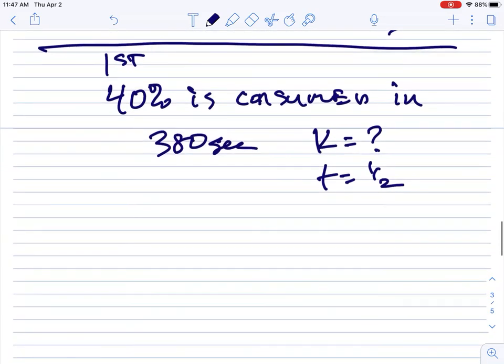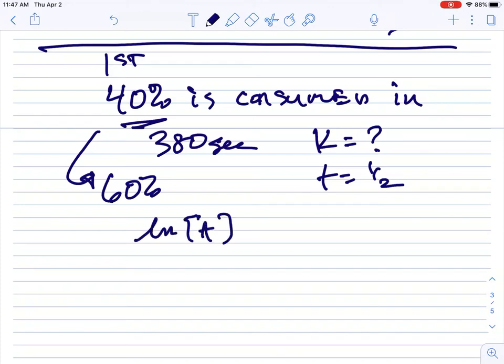So here's the whole key to this. If 40% is going to be consumed, that means 60% is going to remain. So I'm going to go to that natural log of A equals negative KT plus the natural log of A naught. So again, I'm going to make this simple.